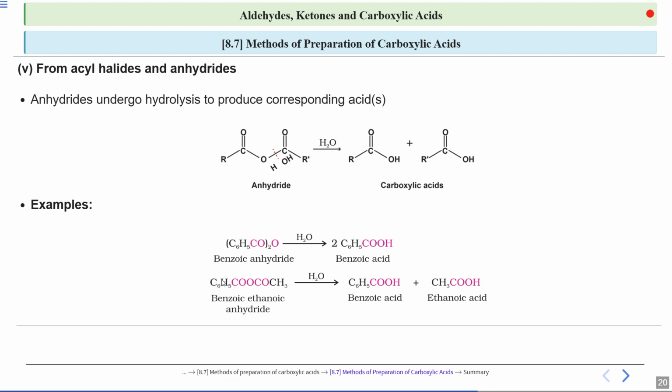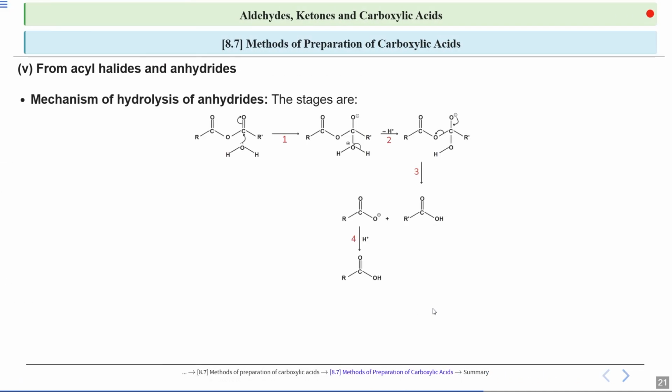Here R is C6H5 and R dash is CH3. In the earlier case, R and R dash are the same, so you get two molecules of benzoic acid. If you look over here, this is C6H5 C double bond OH, and the other molecule is ethanoic acid. So one is benzoic acid and one is ethanoic acid.